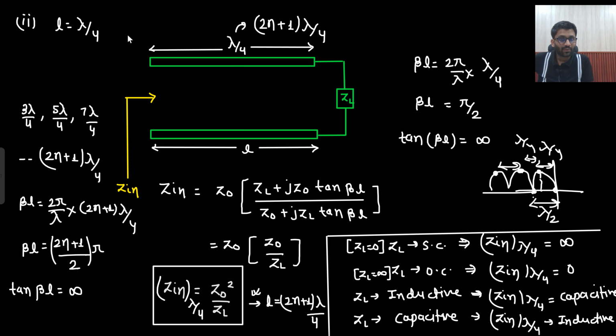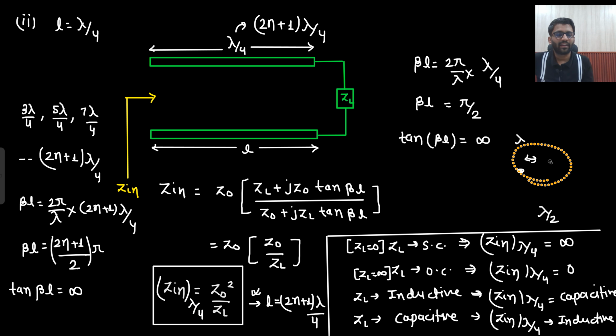So if your length is equal to lambda by 2, then what do you think will be your input impedance? Try writing it down on your own. From this slide, what you need to remember: if my length is an odd multiple of lambda by 4, then my input impedance Zin is Z naught square by ZL.